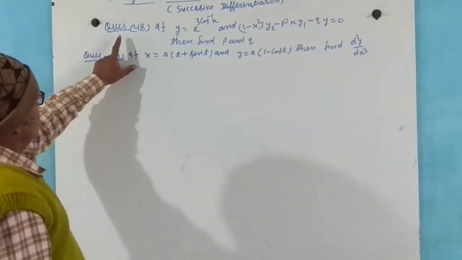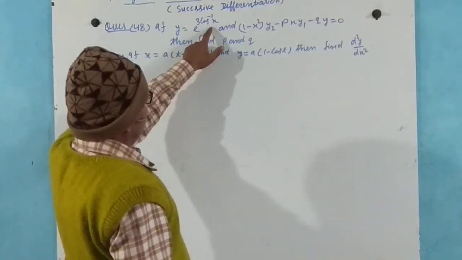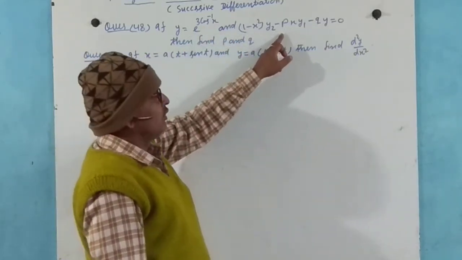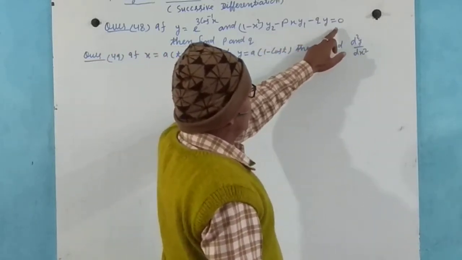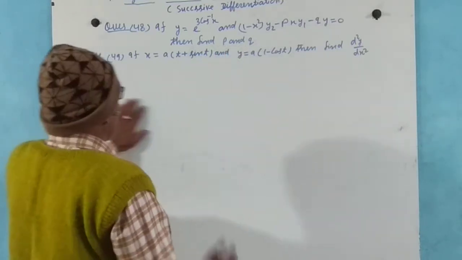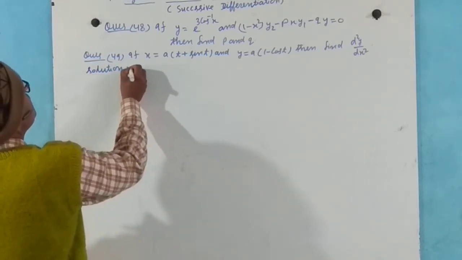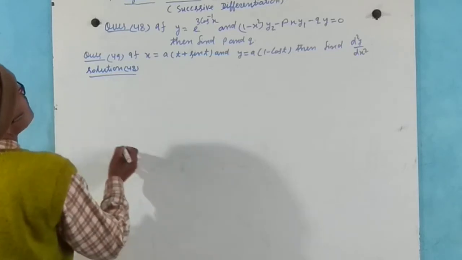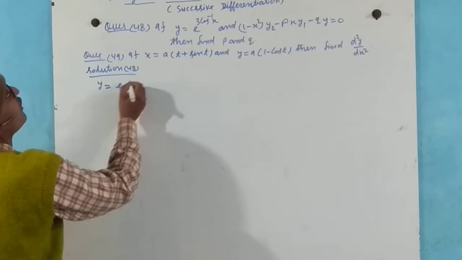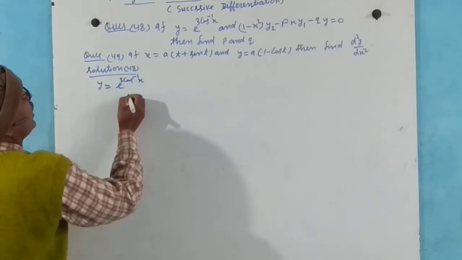Now here, question number 48. If y equal to e to the power 3 cos inverse x, and 1 minus x square y2 minus p x y1 minus q y equal to 0, then find the values of p and q here. Solution of this: y equal to e to the power 3 cos inverse x, given.